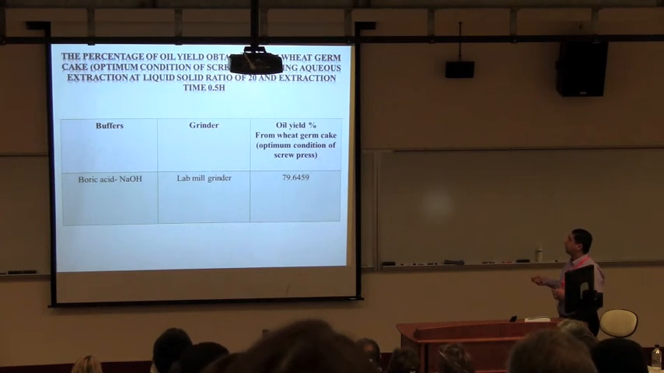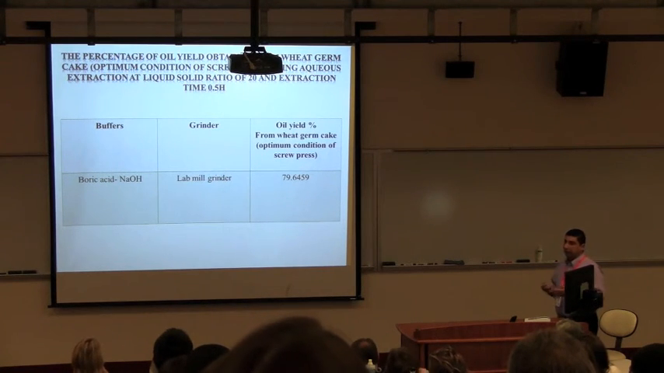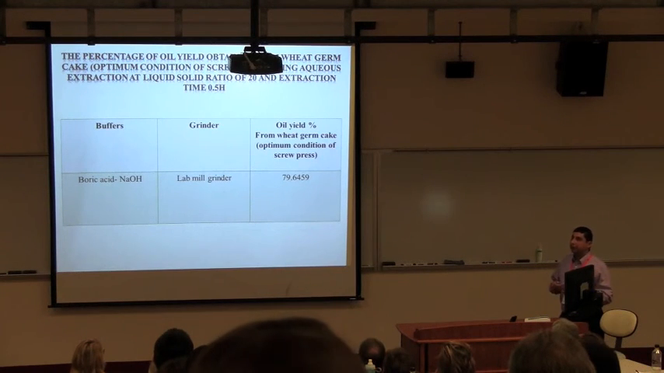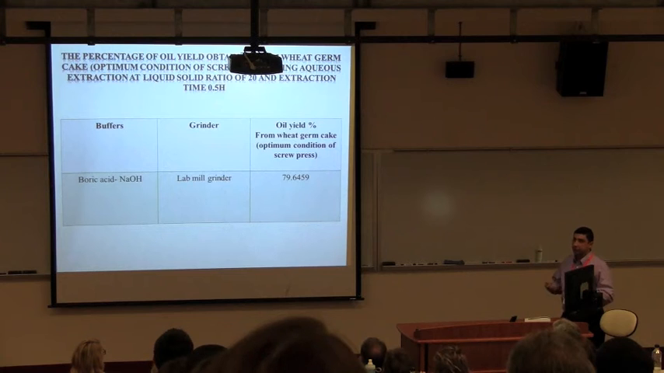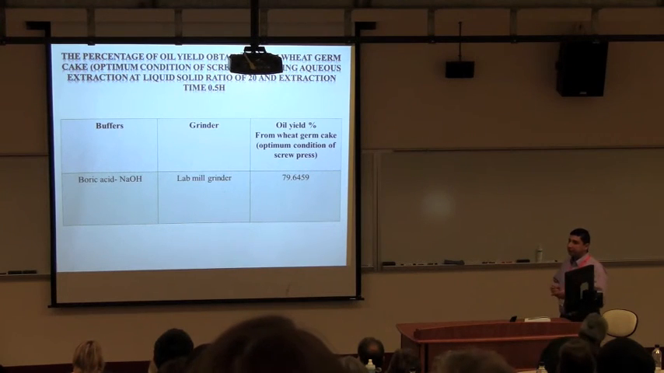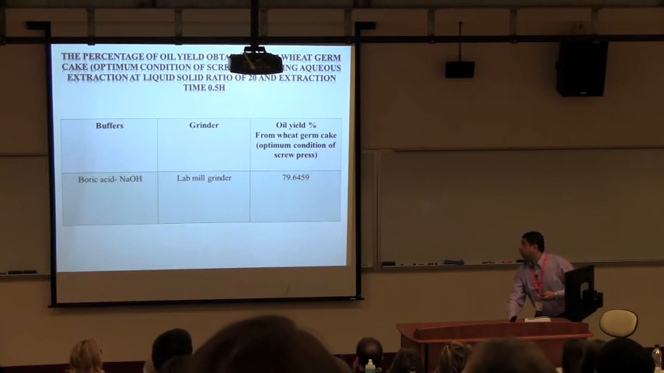The result shows that about 79.6% of the oil can be recovered using an aqueous extraction with boric acid NaOH buffer and using a lab grinder. Still, 79.6% is a good oil yield, but we can improve this by adding some enzyme using an aqueous enzymatic extraction, and this is what I'm working on right now. I'm trying to increase the oil yield by using some enzyme to see if we can recover more oil and protein from the wheat germ cake.